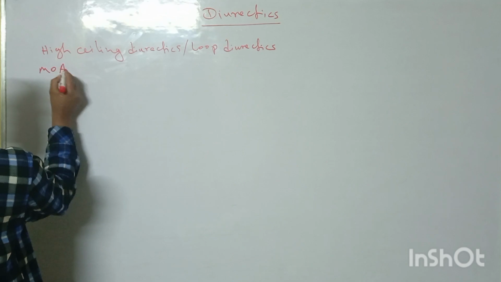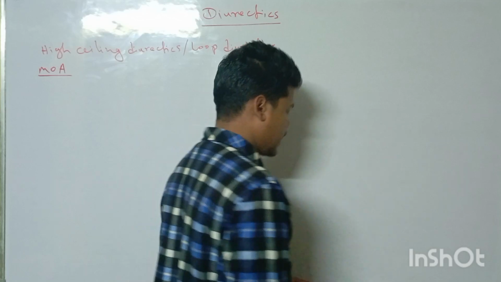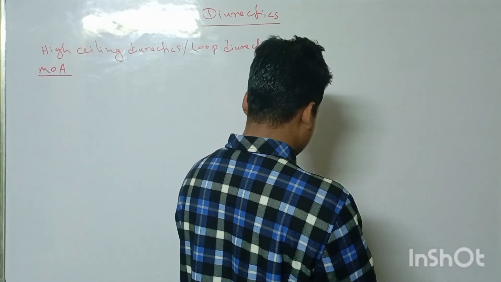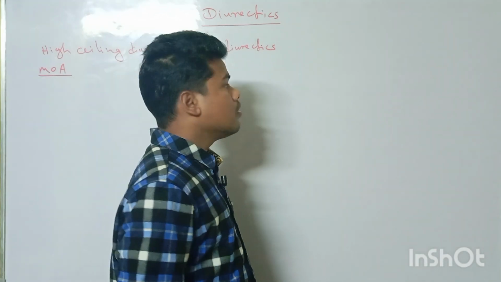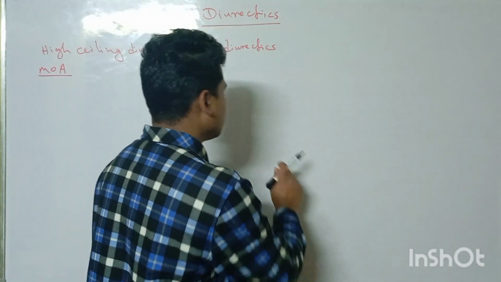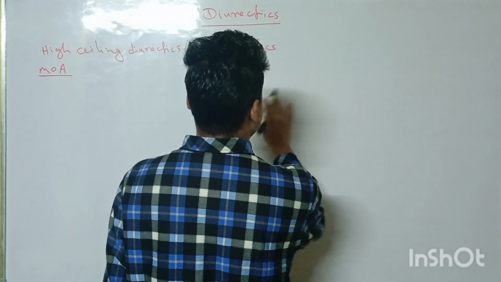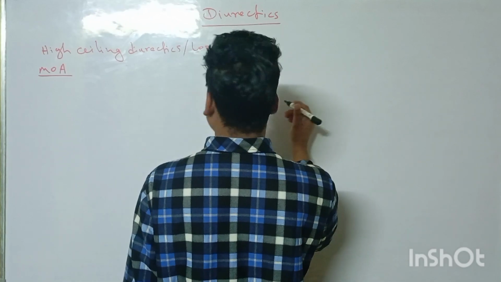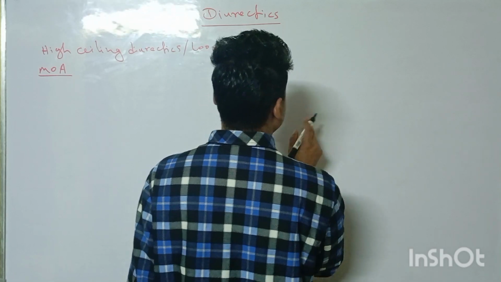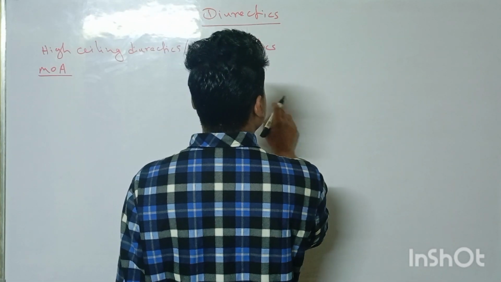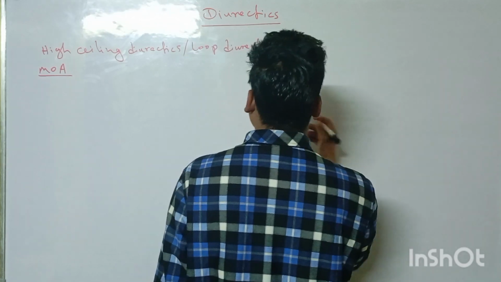For this mechanism of action, you should know the renal physiology at first. This renal physiology I will discuss in detail in the physiology subject, but here I just drew the basic structure of the nephron and glomerulus, so that it will be visible to relate the site where these drugs will act on.